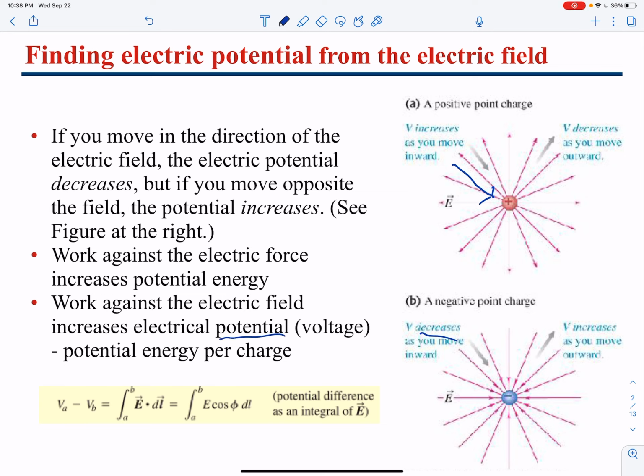So the work against the electric field will increase the electric potential. And again, the potential is the potential energy per charge. Here is an equation I've taken from the book. The way that they do it, they reverse the limits of the integration. So they say the voltage at point A minus the voltage at point B is going to be the integral from A to B of the electric field dot dl. That way you can see, if we wanted to find the voltage difference between point A and point B as we move along here, we will get a positive voltage difference if you're moving against the direction of the electric field. There'll be a negative potential difference if you're moving in the direction of the electric field.